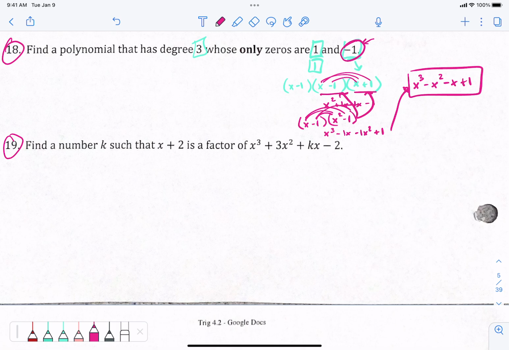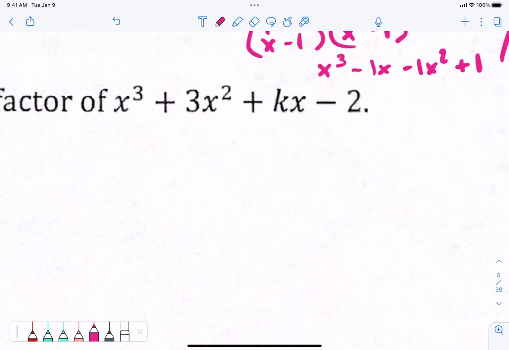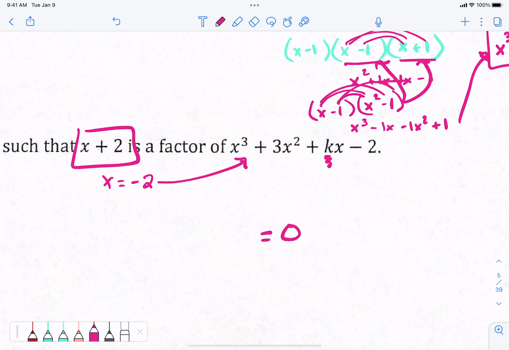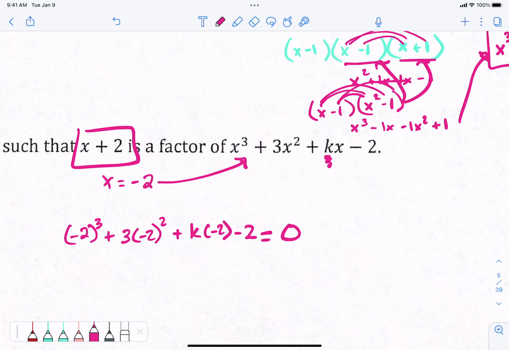Okay. All right, I like number 19. Find a number k. K is right here. We need to know what this number is, such that x plus 2 is a factor. All right, if x plus 2 is a factor, that means I can plug in -2 into here, and what should the answer be? 0. So it has to be equal to 0. So if I plug -2 in there, -2 to the third power plus 3 times -2 squared plus k times -2 minus 2 has to come out to be 0. Does that make sense? If he's a factor, it has to come out to be 0.